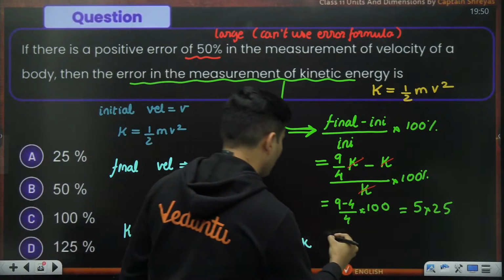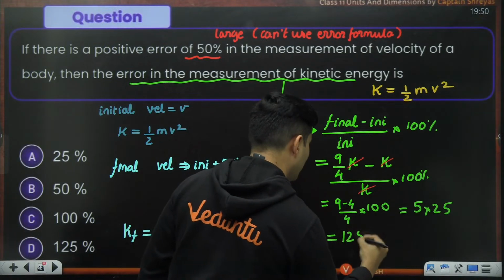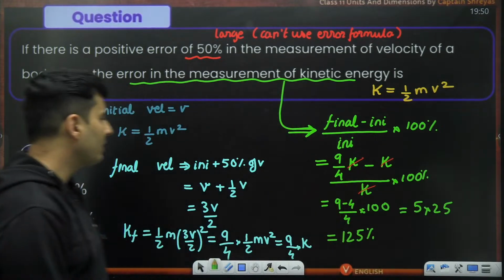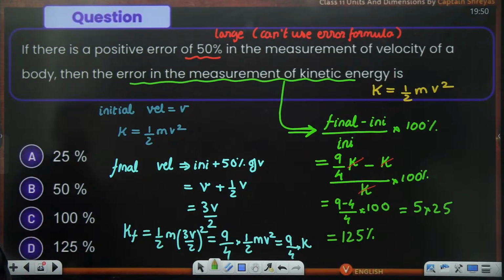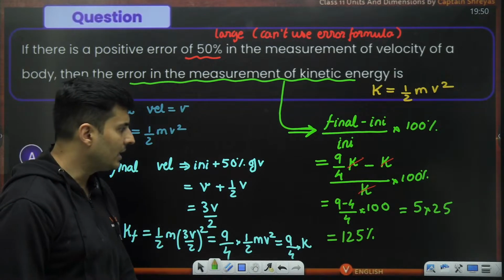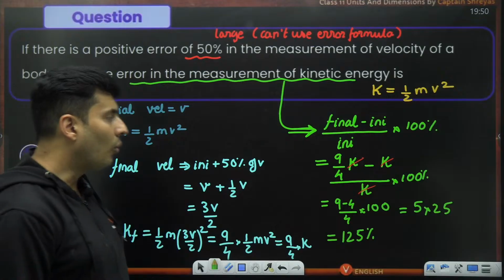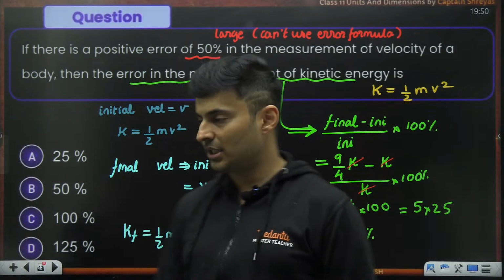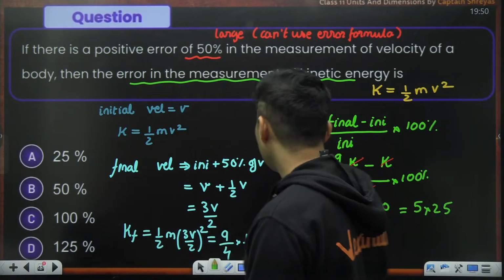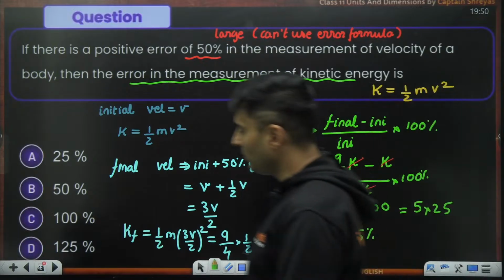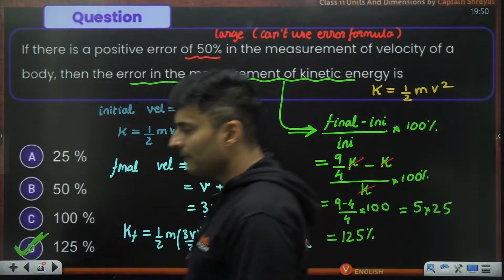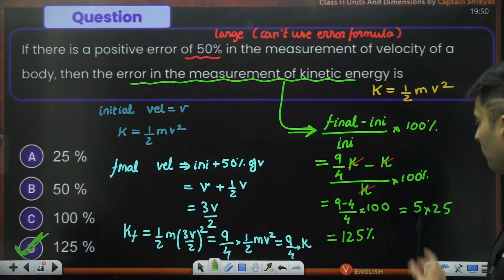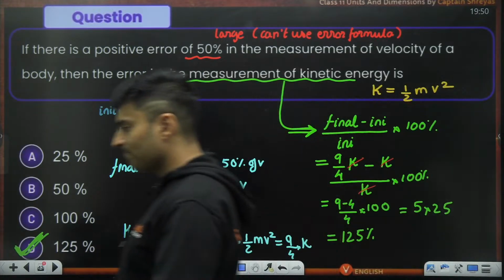No, that's fine. So there is a lot of change. Fine. 125%, which is option number D. Oh, no, sorry, not C. It is option number D. Then the error in the measurement of the kinetic energy has gone to 125%. That is option number D, guys. Is this absolutely clear, everyone? Why is it 125%?